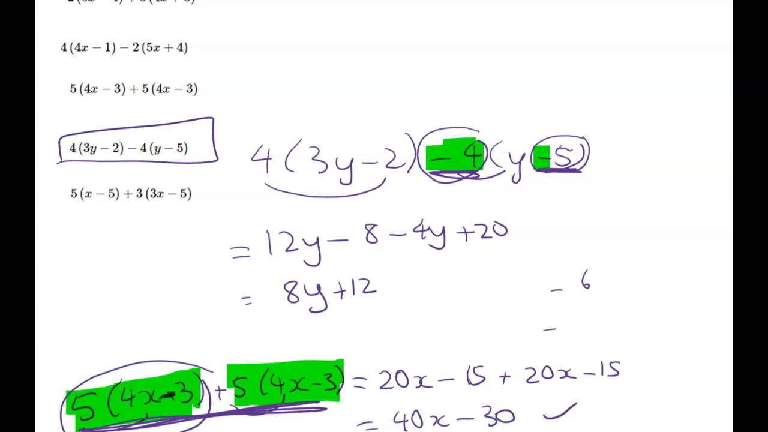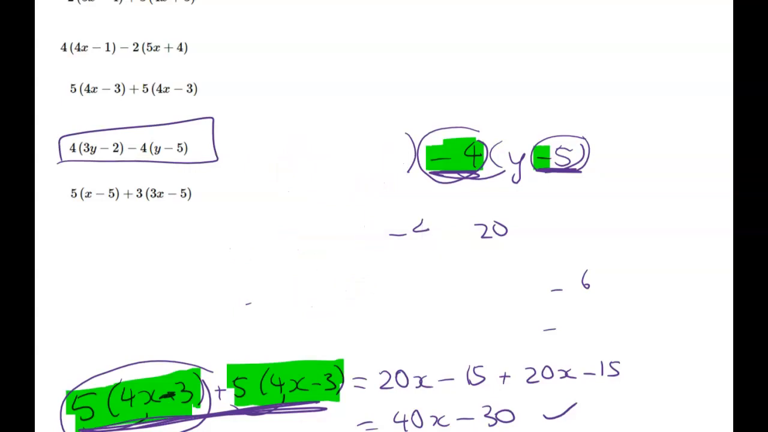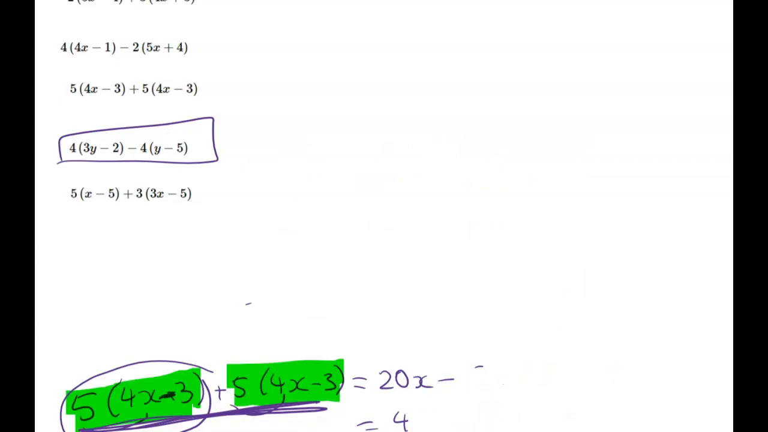One last question. Let's see, what do we have? Try this one while I'm erasing this mess. Give it a go in your book. Don't hang up the video just yet. So this equals 5x minus 25 plus 9x minus 15, which gives me 14x take away 40.